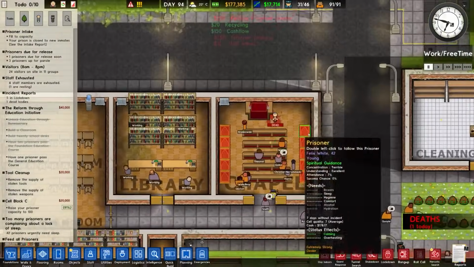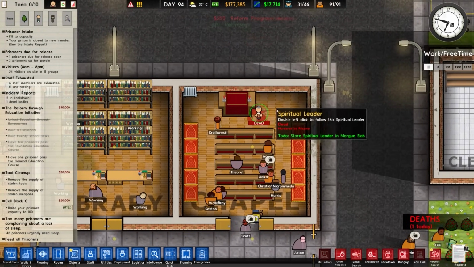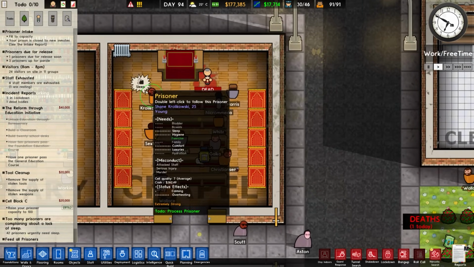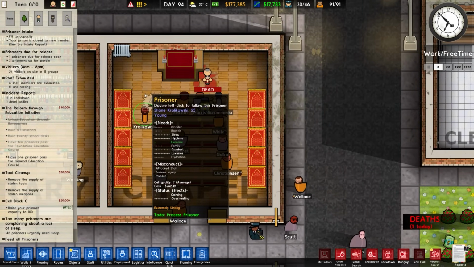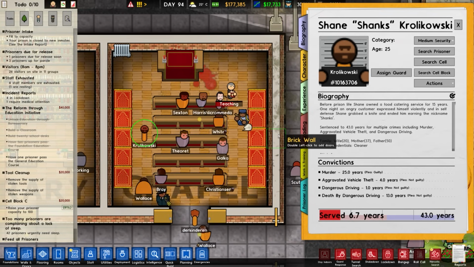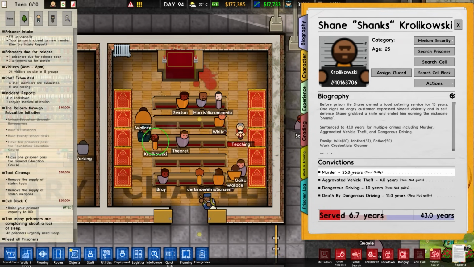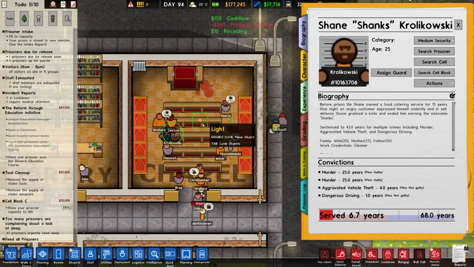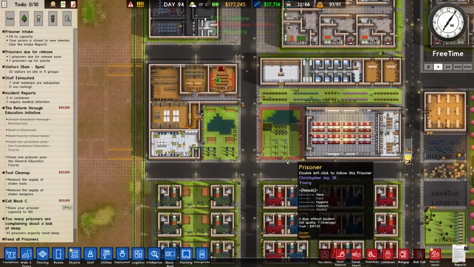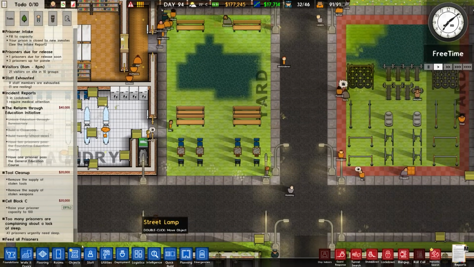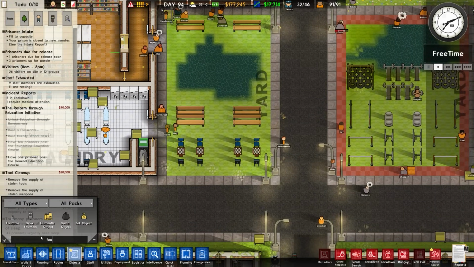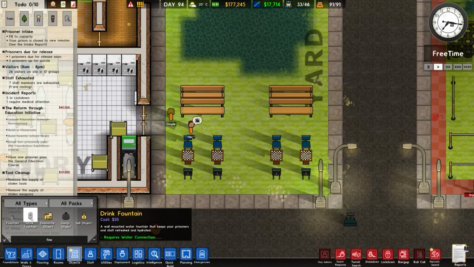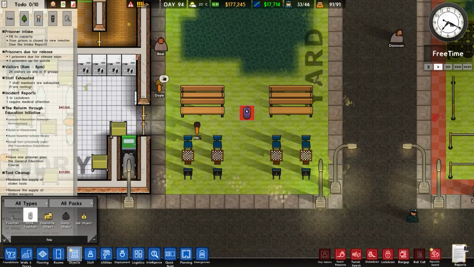Another death. Oh! Spiritual leader. Murdered by prisoner. It looks to be Shane here. Shanks. Previous conviction of murder. They are very warm. Hydration need. Yeah. What would be good, actually, is we offer some hydration need... Oh, can it only be indoors? Oh, it's wall-mounted. Oh, well, that's okay.